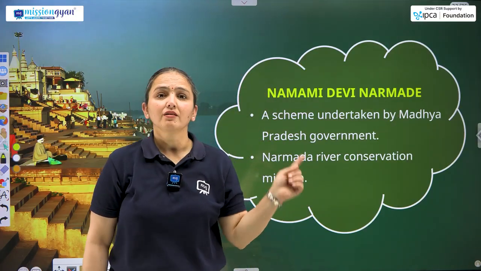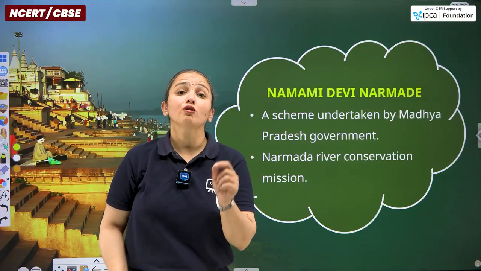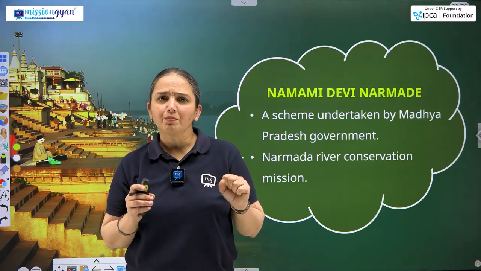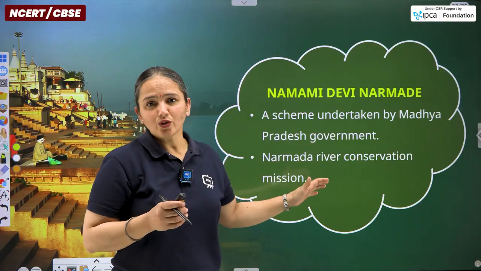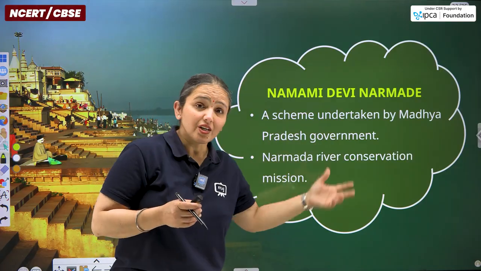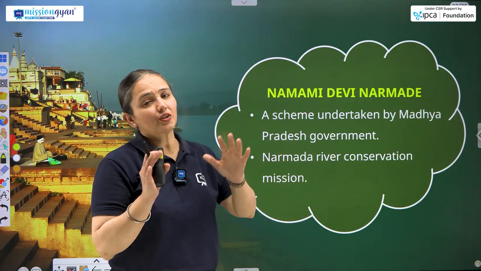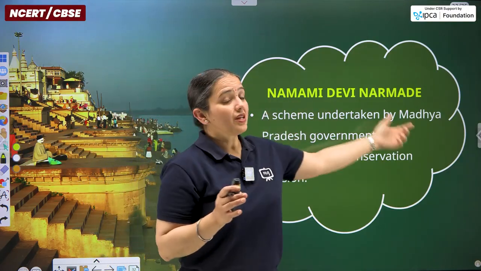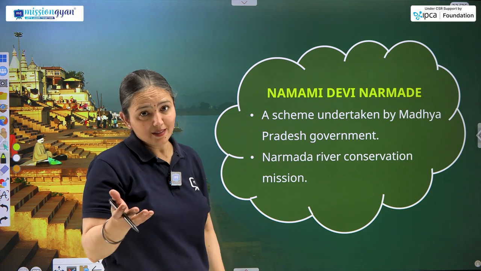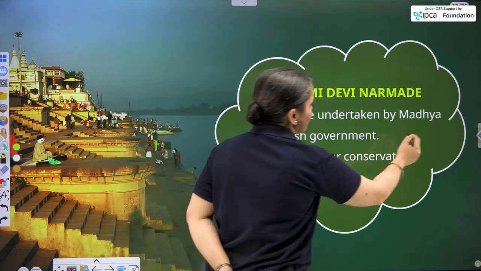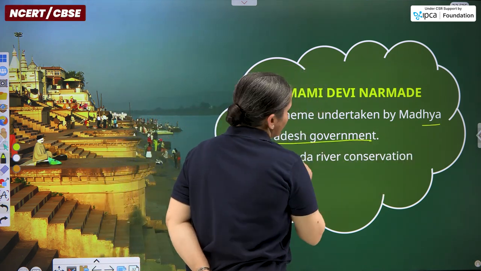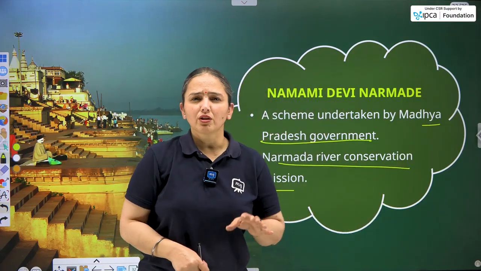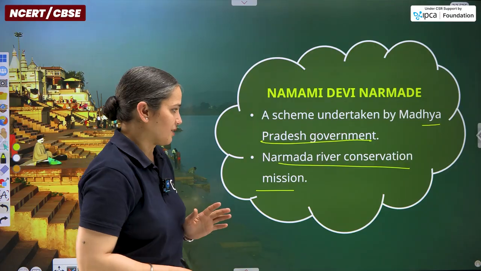Then Namami Devi Narmade. Remember Namami Gange, a cleansing program for the Ganga river, and moreover for the conservation of the Ganga river, to keep it pollution free. Similar causes have been initiated by the government just for the conservation of rivers and to make them pollution free. This Namami Devi Narmade program was initiated by the government, a scheme undertaken by the Madhya Pradesh government, the Narmada River Conservation Mission, just to conserve the river water of Narmada itself.